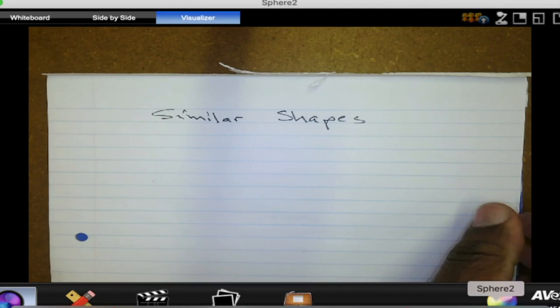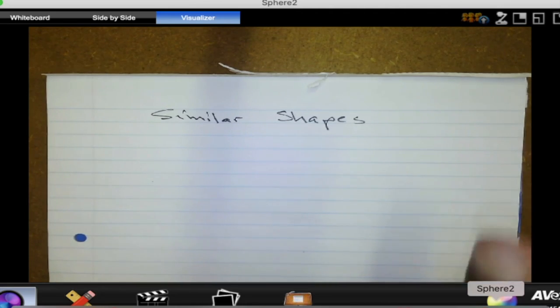Okay, guys, we're going to be studying similar shapes as well. Similar shapes and congruent shapes, those are two different concepts. What do you think similar shapes are?